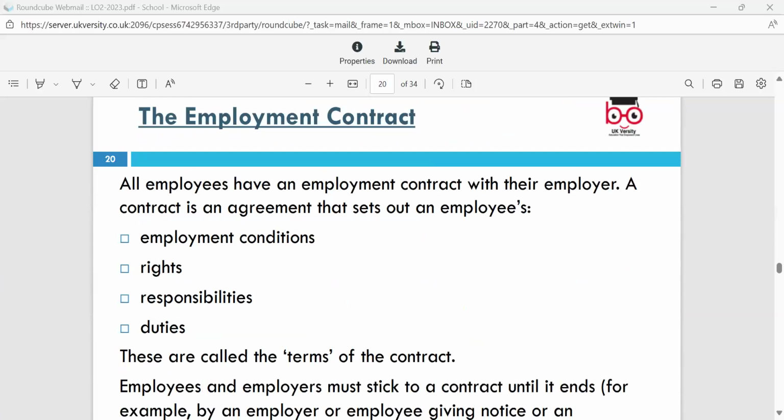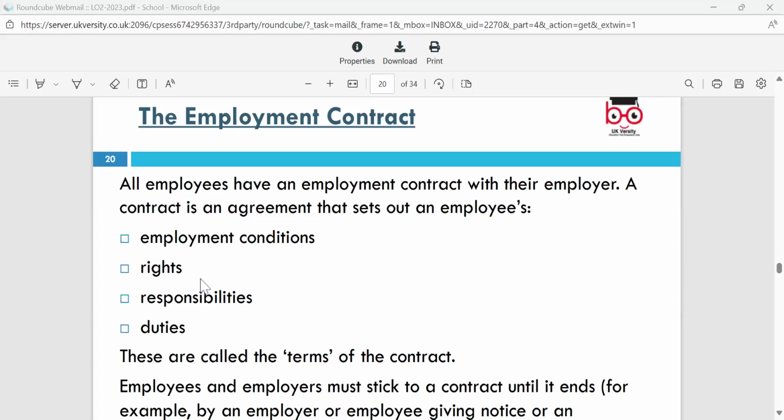The employment contract is a legally binding agreement between an employer and the employee, and it outlines the terms and conditions of their working relationships. What things can go in an employment contract, Keith?